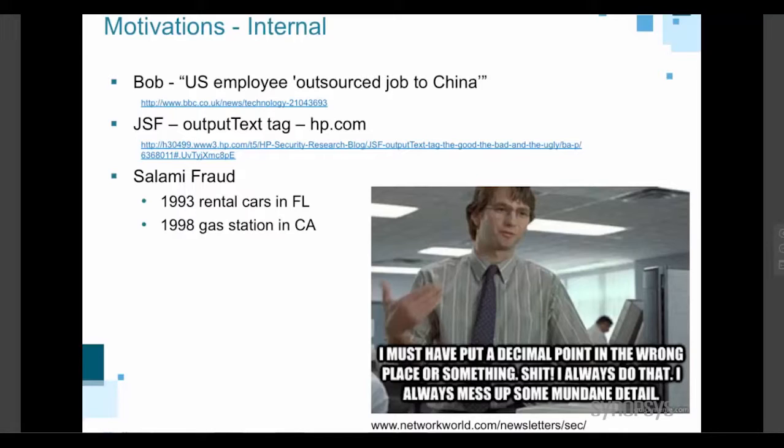Another example I like to point out is an error, or possibly malicious code, in the JSF framework, which was referenced by HP in the blog post on the slide. Via the output text tag, you could protect yourself from cross-site scripting attacks when writing to HTML. The catch was, if it was within one or two lines of a JavaScript block of code, it would not perform output encoding in the way it said it was going to.